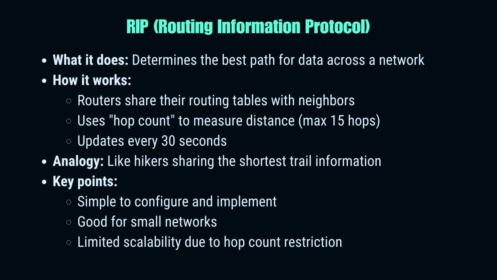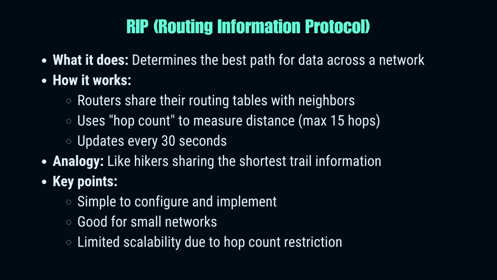Now let's discuss RIP, one of the simpler routing protocols used to determine the best path for data across a network. RIP, or Routing Information Protocol, is like a group of hikers sharing information about the best trails. In a network, routers use RIP to exchange information about the routes they know, helping each other determine the best path for data to travel.